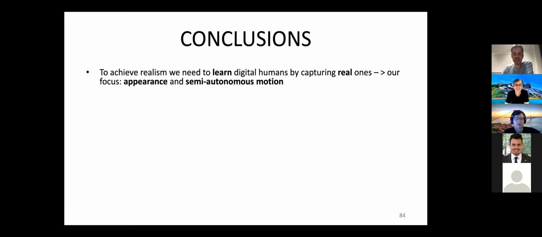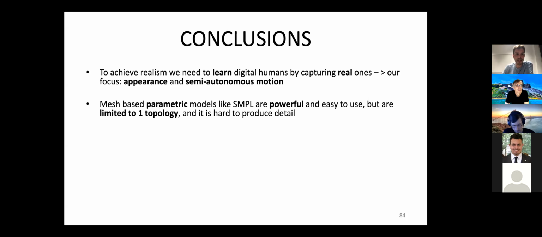All right. In my group, we are focusing on learning digital humans, and I hope you're convinced by this tutorial that we're making a lot of progress by capturing real people. Our focus is in modeling not only the appearance but also, now, how we can generate behavior of humans in scenes.